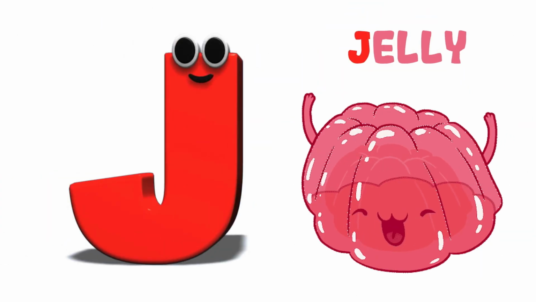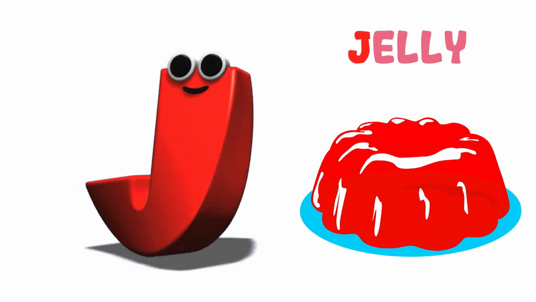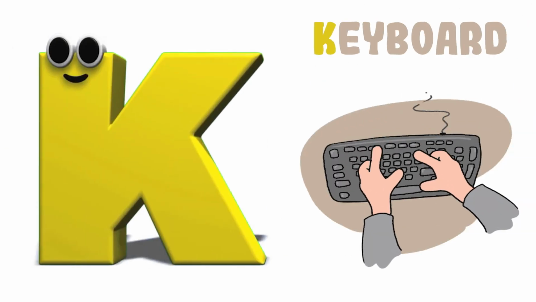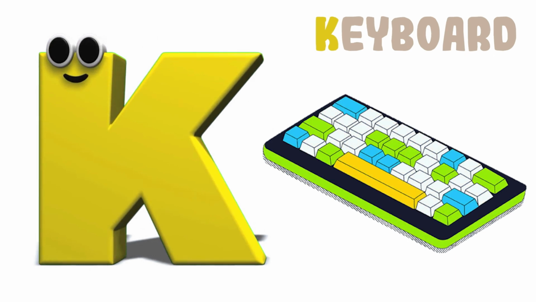J is for jelly, j, j, jelly, j, j, jelly, J, jelly. K is for keyboard, k, k, keyboard, k, k, keyboard, K, keyboard.